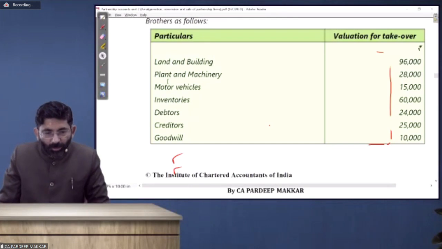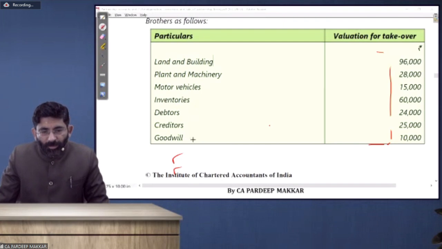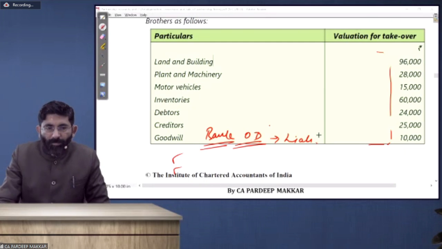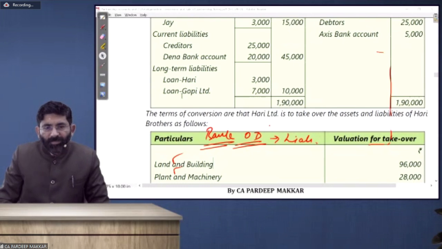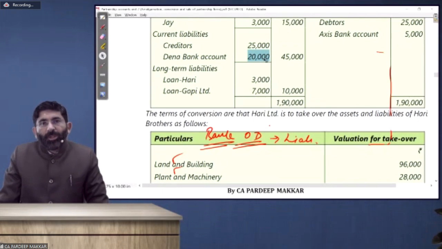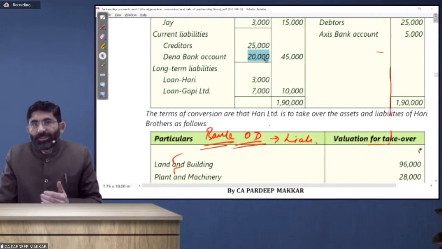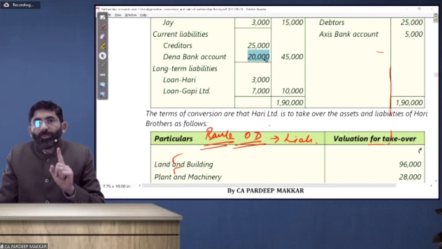So one thing is not mentioned here. It has not been mentioned at which value the bank is taken over. Because there is one more liability, that is the bank overdraft. It is given on the liability side. See your liability. Yes, it is Dena Bank, 20,000 rupees. Now, whether Dena Bank will be taken as it is, it's an overdraft. This is not the right amount. We have to calculate the balance.